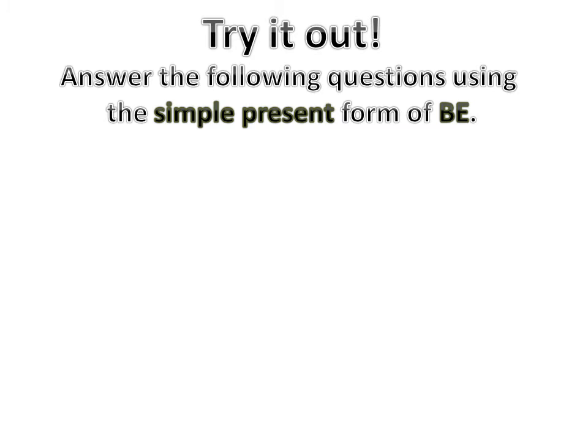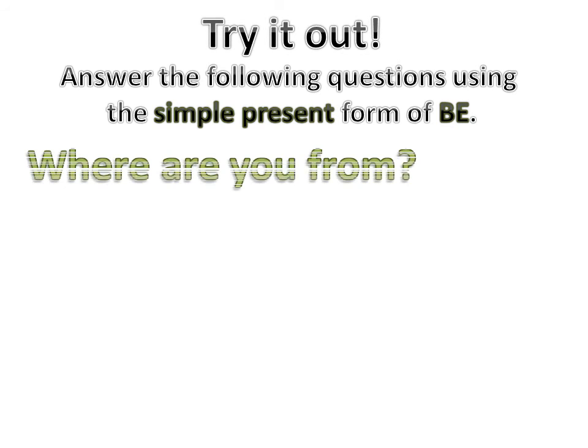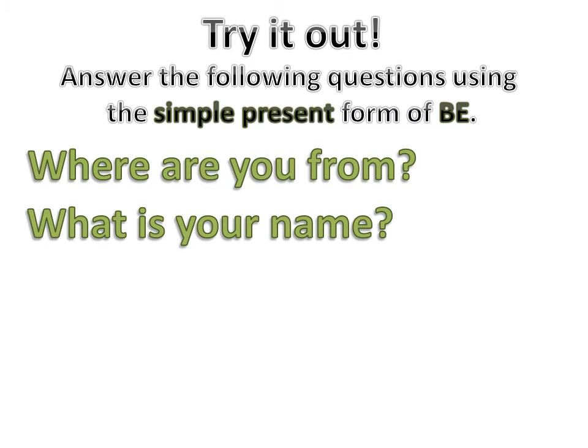Okay, now that we have a better idea of how to form the simple present using be and why we use it, let's try it out by answering the following questions using the simple present form of be. Where are you from? I am from Chicago. What is your name? My name is Maria.